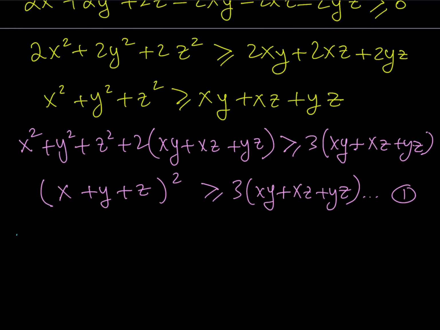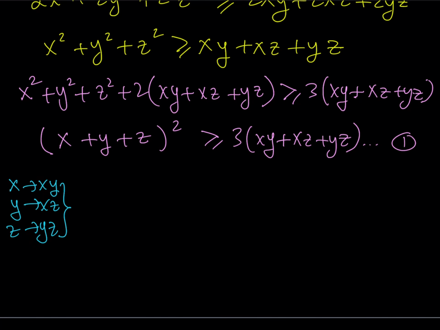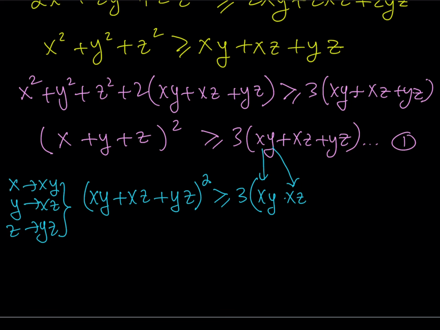So in this case, this is what I'm going to do. I'm going to replace x with xy, y with xz, and z with yz. You might be wondering why I'm doing this, right? But you'll see in a little bit. And it's going to give us another inequality, but let me go ahead and do the substitutions and simplifications. So I get (xy plus xz plus yz) quantity squared greater than or equal to 3 times... Now I'm going to replace x with xy, so it's going to give me xy times xz, because notice that this is x and this is y, right? And then plus xz, which is xy times yz.